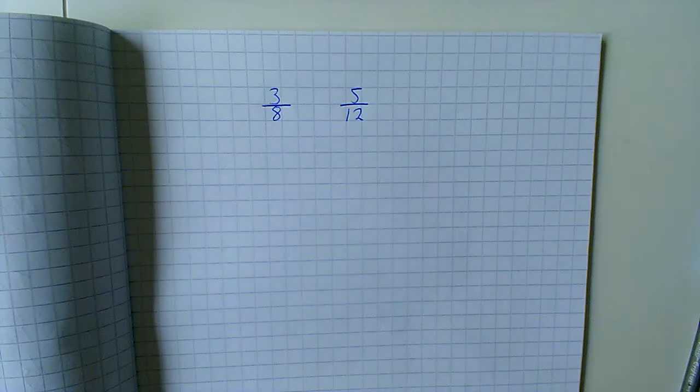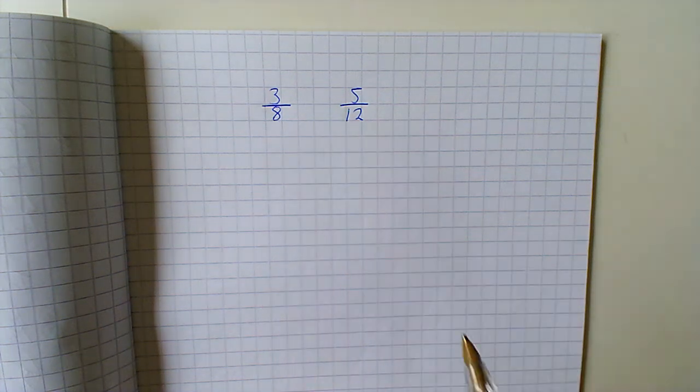Ordering fractions, video 1, or comparing fractions. So we have two different fractions here, 3/8 and 5/12. We need to work out which one is the larger fraction. Okay. Now at the minute, because we've got two different denominators, we cannot do that. We don't know which one's bigger.